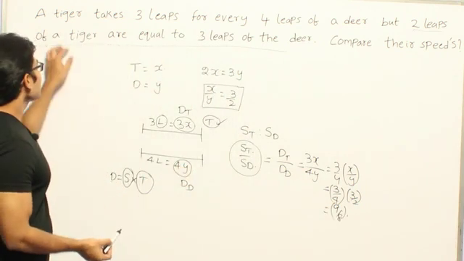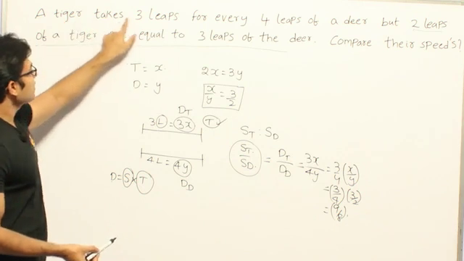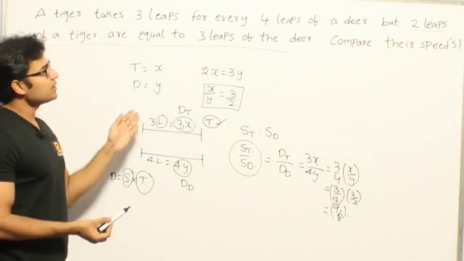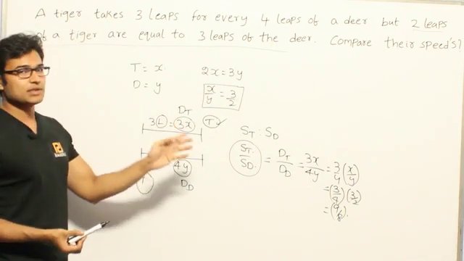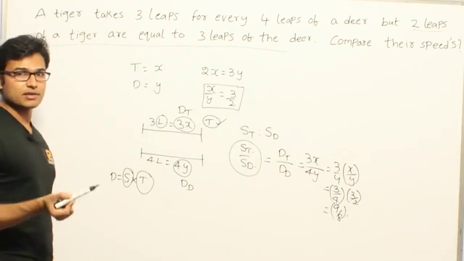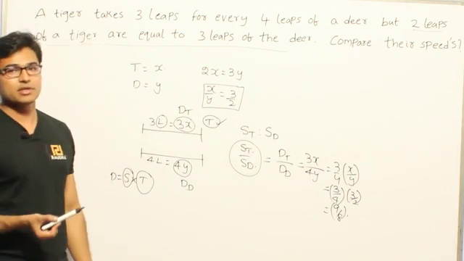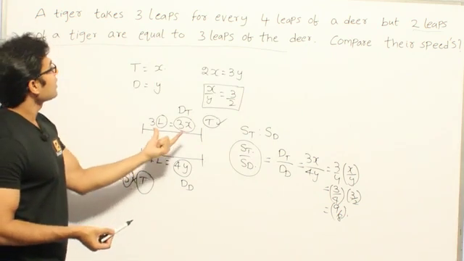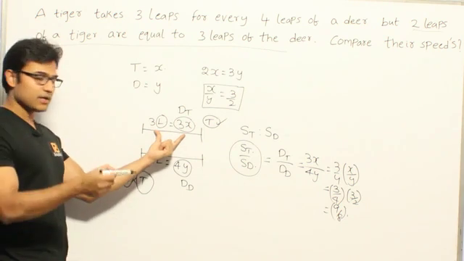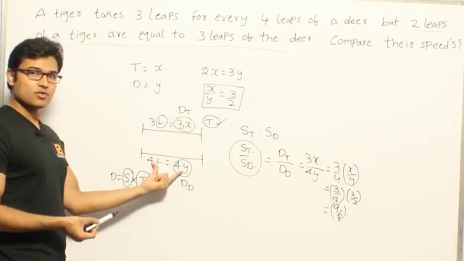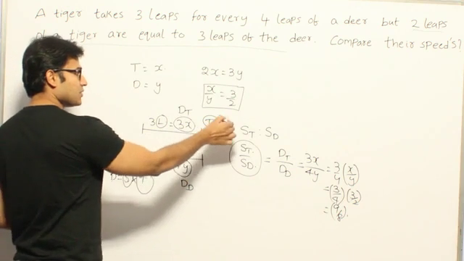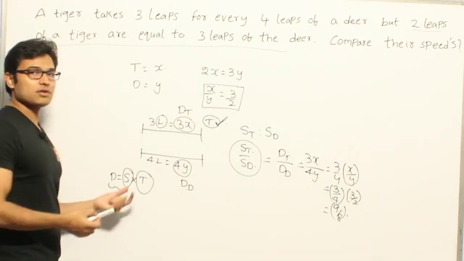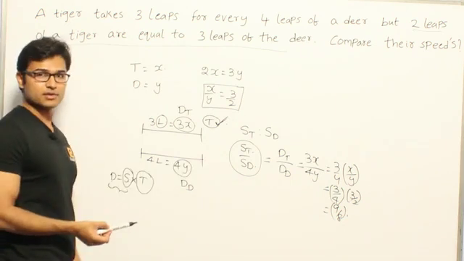Only thing you should be able to understand in this question is a tiger takes 3 leaps for every 4 leaps of a deer. So what does it mean? By the time deer finishes 4 leaps, tiger is able to take 3 leaps. So understand this, by the time, which means time is constant in both the cases. If I let tiger take 3 leaps, in that time deer is able to take 4 leaps, right? So what does it mean? The time is constant. Once you understand that the time is constant, then only you will be able to understand that speed is directly proportional to distance, and from that you will be able to get that, right? Okay.